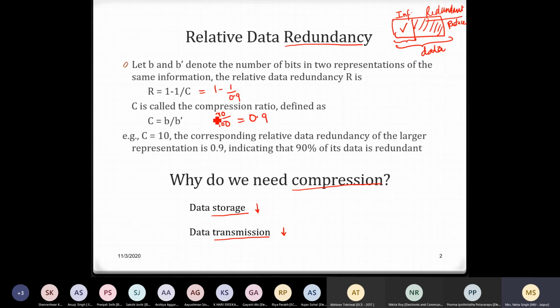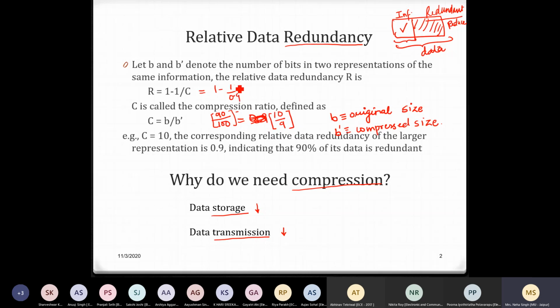This I took wrong. This should be inverse. So B corresponds to original size. Now it makes sense. B dash is the compressed size. So I have it as 10 by 9. This is my compression ratio that has been achieved.